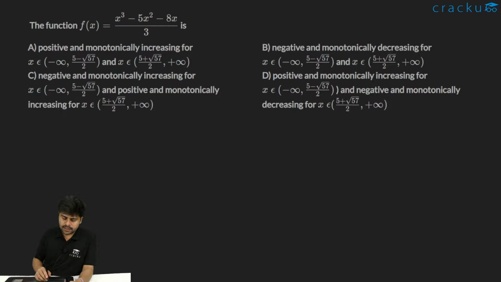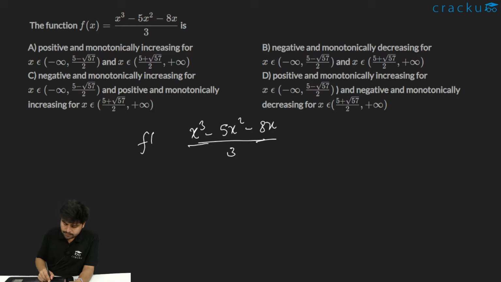We have the function f(x) equal to (x cubed minus 5x squared minus 8x) divided by 3. We need to find what the graph looks like. First we will draw the graph and then we will try to answer the questions. So we have the numerator, x cubed minus 5x squared minus 8x, divided by 3. This is the numerator and this is the denominator.